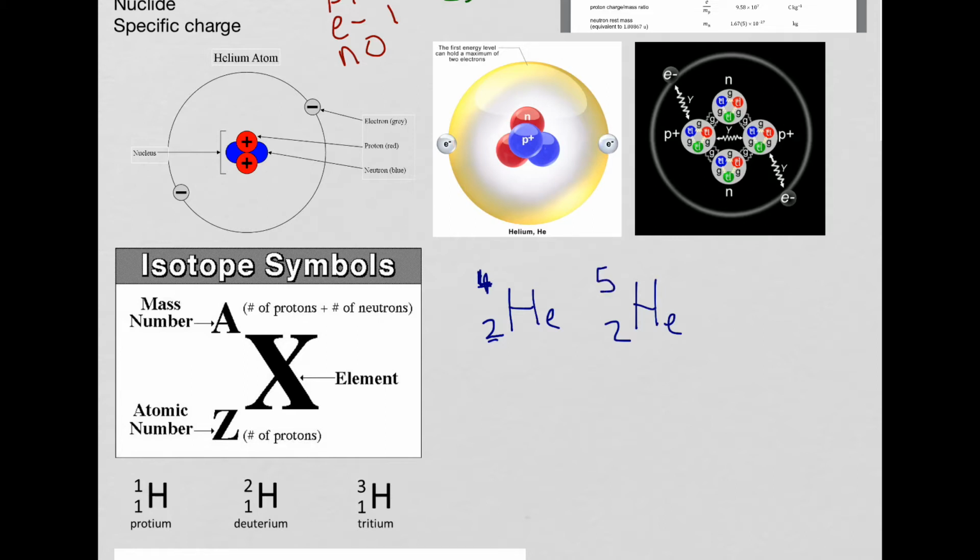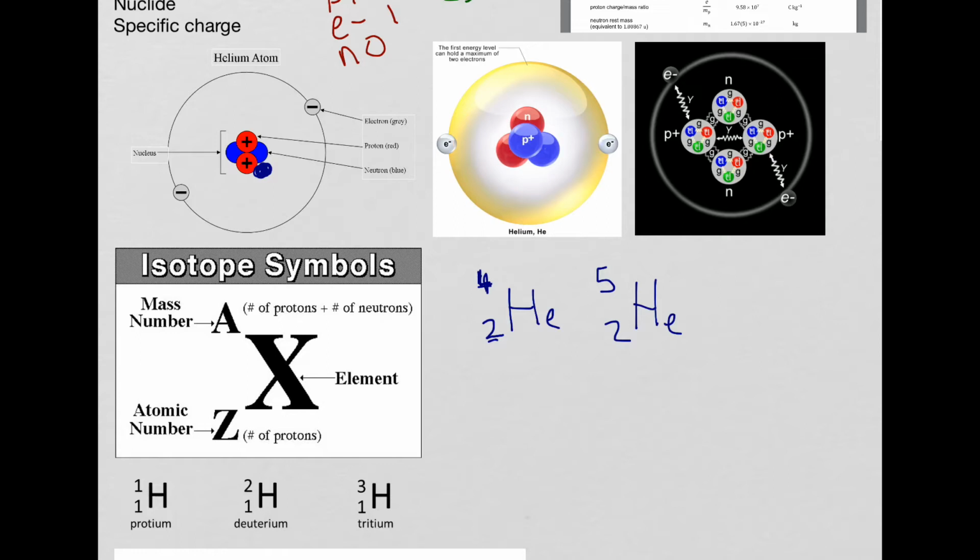I could have helium 5-2. That would indicate 5 nucleons, 2 of them being protons. That would indicate to me that there must be 3 neutrons here. So the difference between this one and this one is 1 extra neutron. So that would be, if I was to go back to my picture above, adding an extra neutron. And now I'd have helium 5, as we would call it.